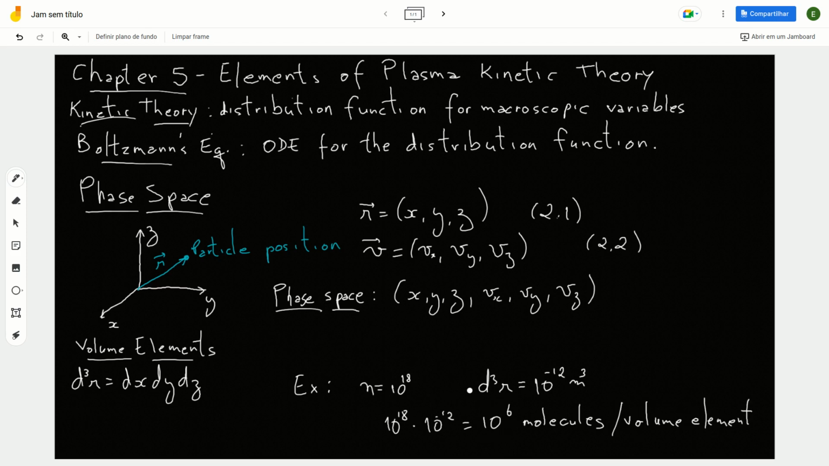So you may have a small volume like this, 10 to the minus 12 cubic meters, but still, depending on the density you're working with, you have a large enough number of molecules. For us, you would like to have dr larger than the Debye length, okay?